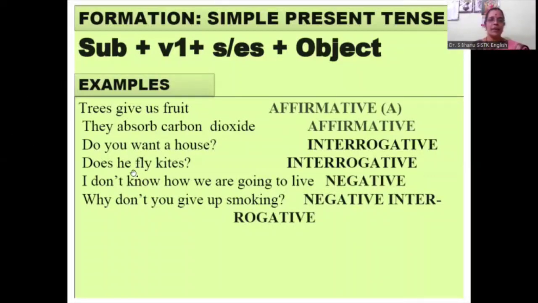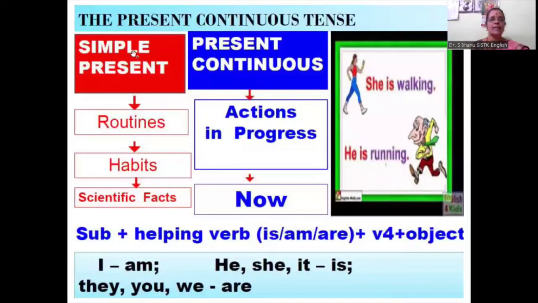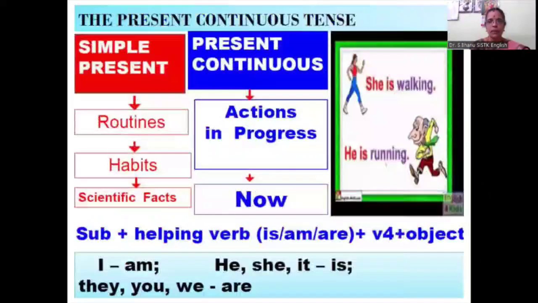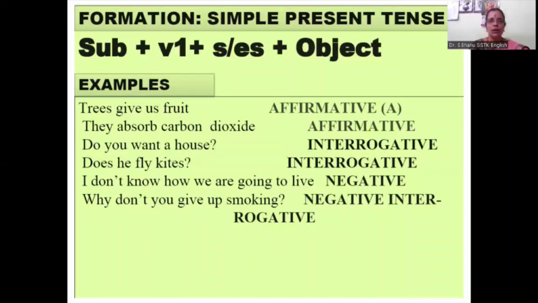Now, like the same here, does he fly kites? This is interrogative actually. I'll tell you the normal verb sentence. Then we will go to this. Now, when you say simple present, it shows routines, habits, scientific facts. Like we have seen trees give us fruit, they absorb carbon dioxide, like that. So then it is called simple present tense.